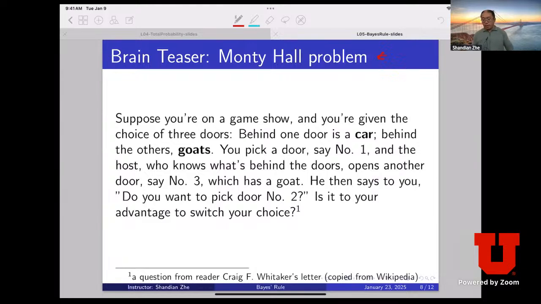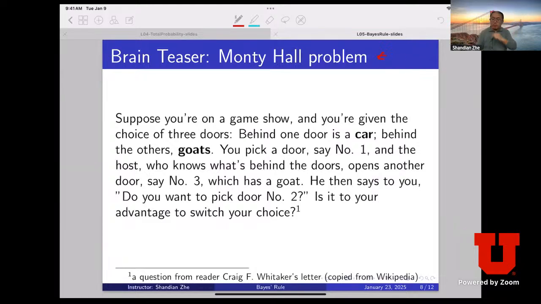Okay, I'm still going to quickly introduce this game. So you're on a game show, right? There are 3 doors. Behind one door is a car, and behind the remaining 2 doors are goats. You're invited to randomly pick a door. Of course, if you are lucky enough, you win a car, right? Otherwise, you can only bring home the goat.